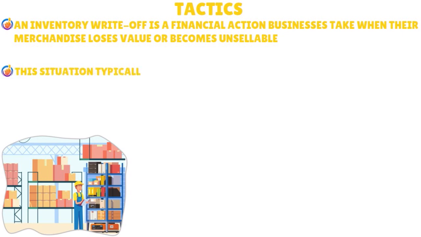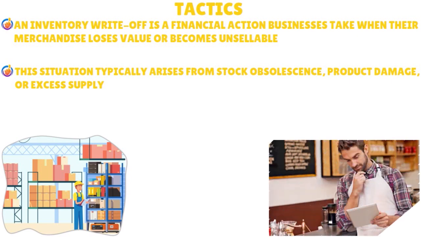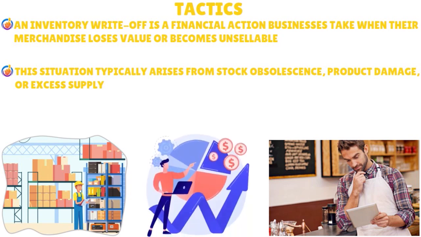Now, this situation typically arises from stock obsolescence, product damage, or excess supply. So this is important. This write-off directly impacts your company's financials by reducing the value of its current assets on the balance sheet, because inventory is an asset. Okay, so this reduction in asset value decreases the company's net income as the loss appears in the income statement. So these financial adjustments are crucial for maintaining accurate financial reporting and making informed business decisions.